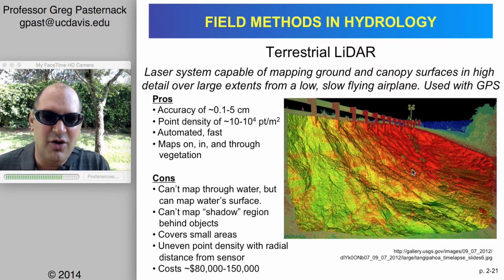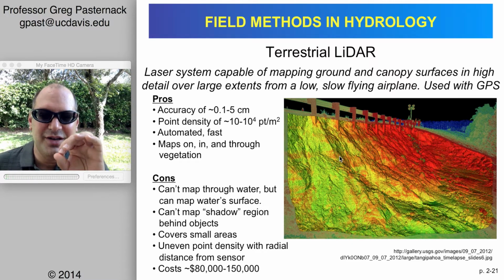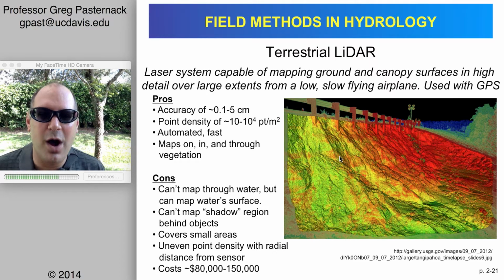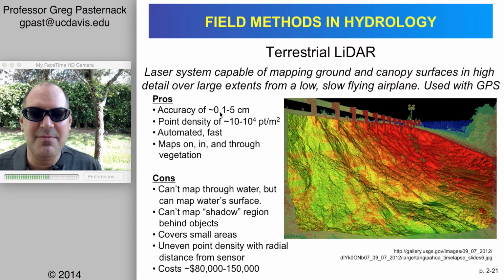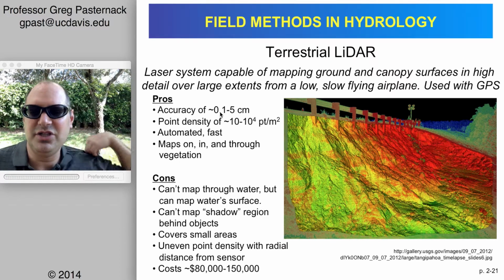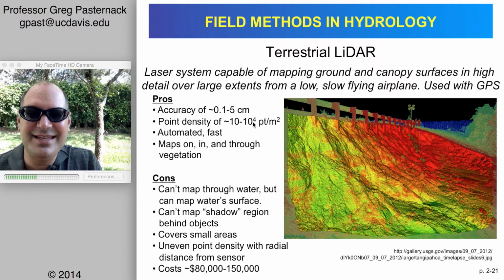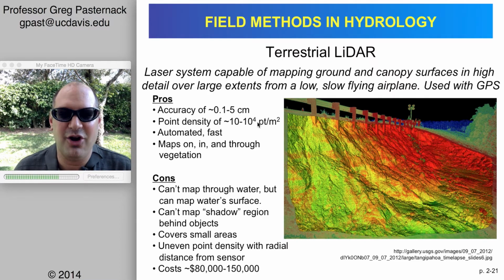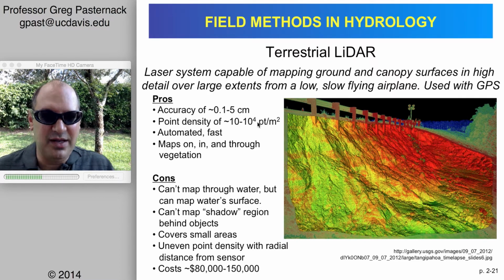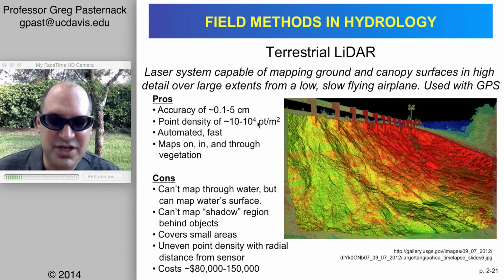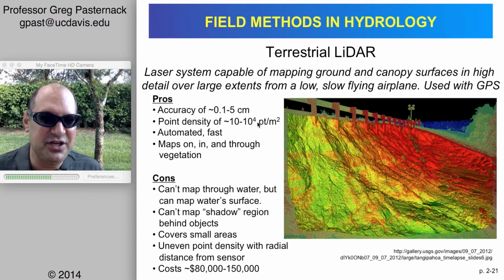So, here you could get 100 points on an individual pebble if that's what you want. The accuracy is in the millimeter range typically, just depending on how far you're scanning. You can have 10 to 10,000 points per square meter. Once you set it up, it maps very fast. It can map the top of this inner structure and through vegetation. It can't map through water again unless you have a green LiDAR.